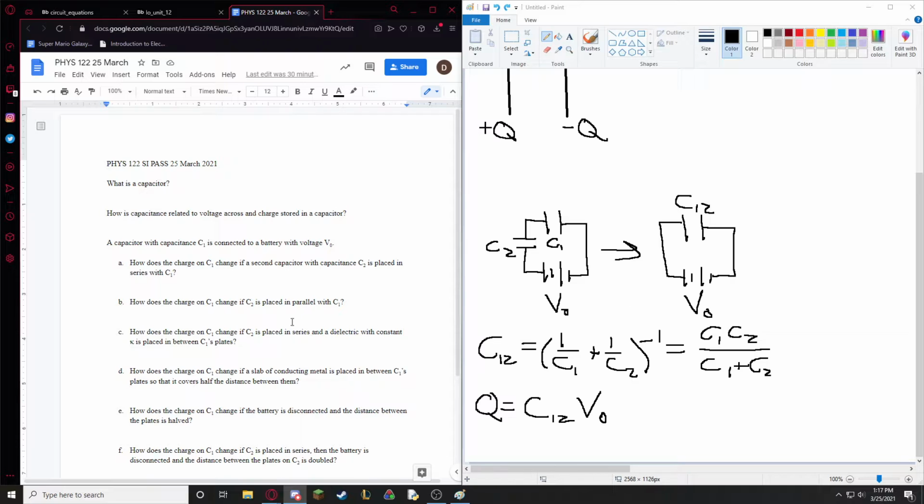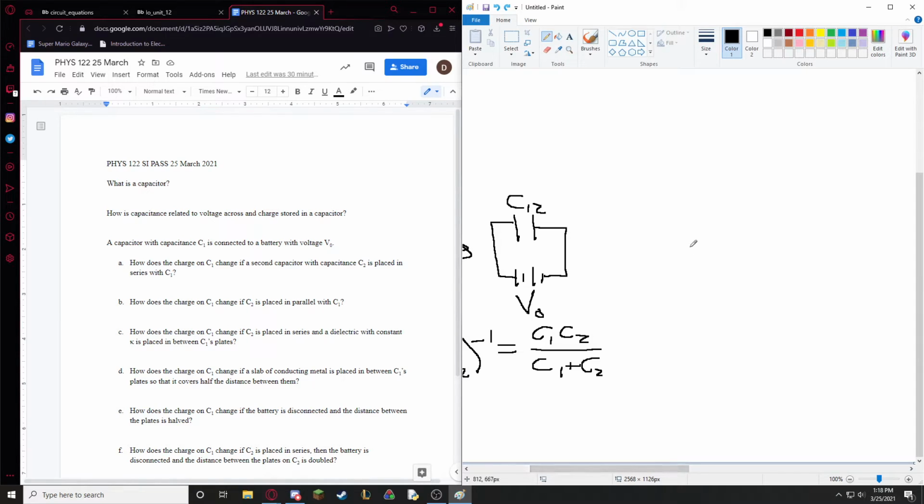So let's go ahead and hop to the next one. What's going to happen to the charge on C1 if C2, instead of being placed in series, is instead placed in parallel? So we're going to have our two capacitors in parallel with one another. Let's take 3 minutes, then we'll talk about it.